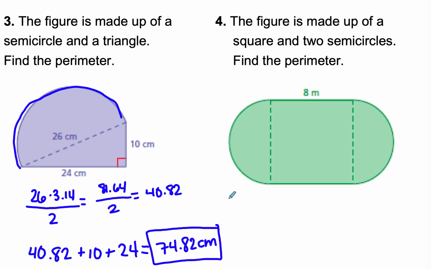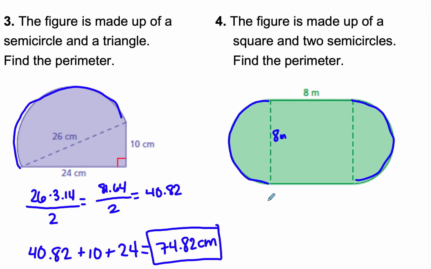All right, let's try number 4. So here I have a square, which means all the sides are the same length. So my diameter is also going to be 8 meters, and 2 semicircles. I'm doing the outside. So I'm going to start with my 2 semicircles. Since I have 2 of them, I can just think of it as one big circle.